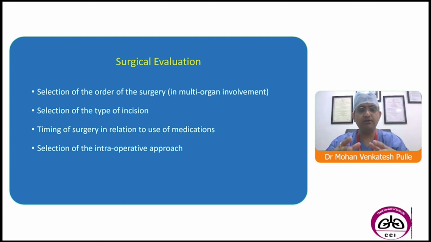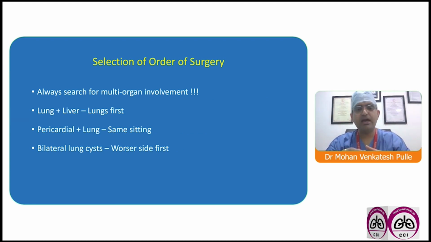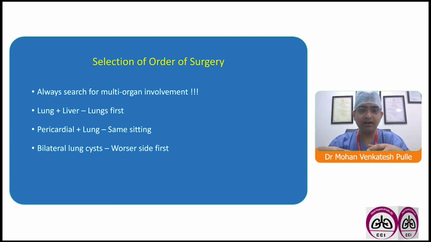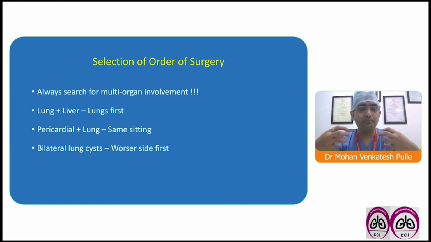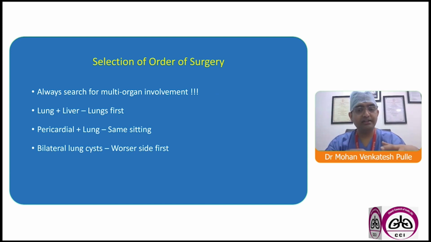Once we evaluate a patient for surgery, we have to take these four things into consideration. First of all, we have to select the extent of the surgery. Suppose we have a patient with a single organ involvement, we always have to search for multi-organ involvement. If we have a lung hydatid cyst, we also have to search for liver hydatid and any intra-abdominal hydatid. We have seen patients where both lungs are involved, the pericardium is involved, the liver has multiple cysts, and the patient also has a hydatid cyst in the kidney or the suprarenal gland.